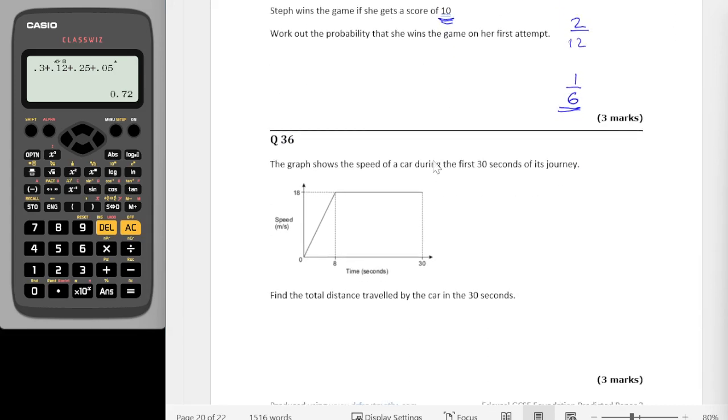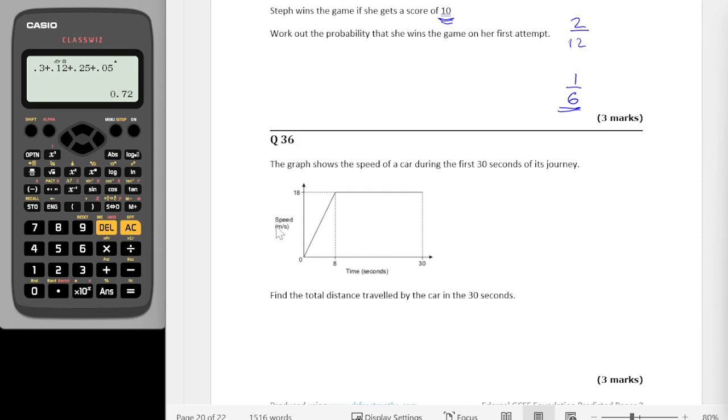Okay, question 26 then. The graph shows the speed of a car during 30 seconds of its journey. Find the total distance travelled by the car in the 30 seconds. So on a speed time graph, the area of the graph is going to be equal to the distance.